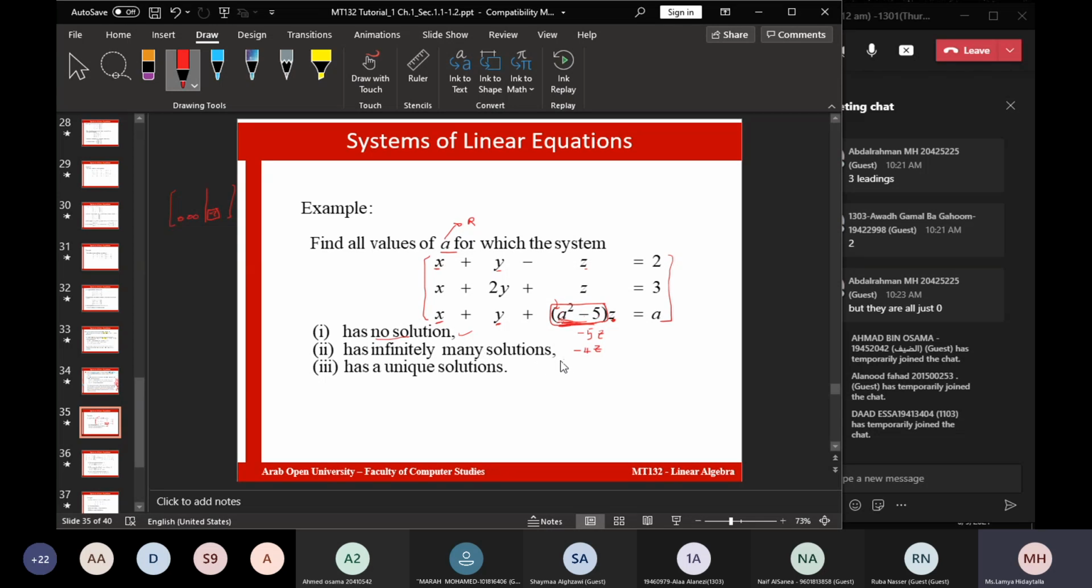Which values will give me infinitely many solutions? That is, the number of leading ones is less than the number of unknowns. And which will give me a unique solution? So how do I proceed? How can I solve that? Easily, we do the same.